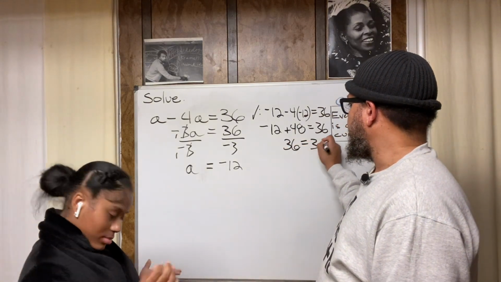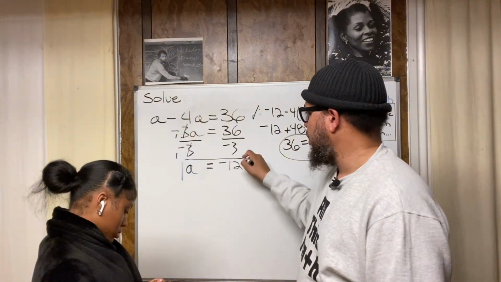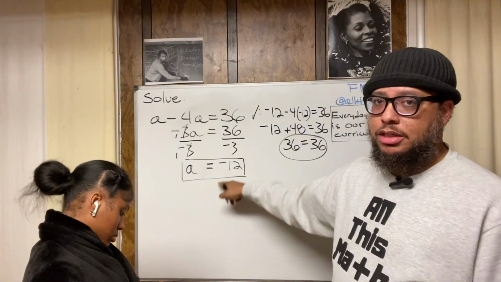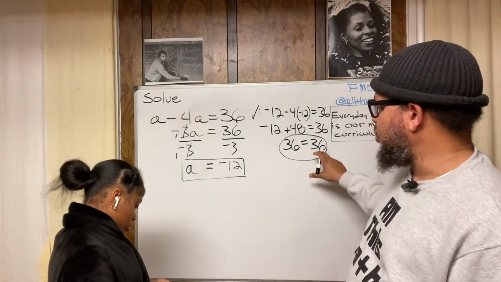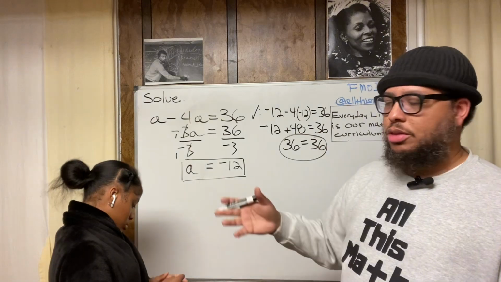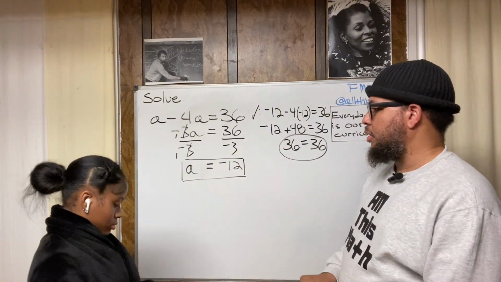36 is equal to 36. This is a true statement. That means this is a correct answer. Remember, in algebra, correct answers give us the truth. Incorrect answers give us lies. 36 is equivalent to 36, regardless of what Assata thinks. Or what she says. -12 plus 48 is 36.